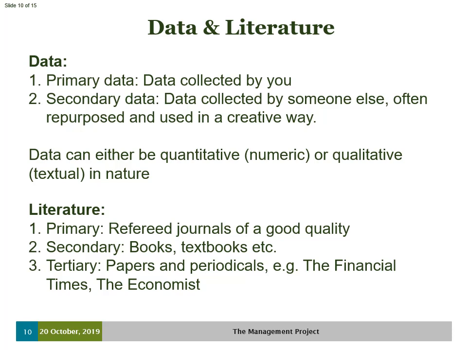Secondary is books and textbooks, and tertiary literature is papers and periodicals like the Financial Times, and The Economist is actually a paper. It is not a journal, even though it looks like it could be. It's actually tertiary. Now obviously, if you're quoting from primary literature, which is peer-reviewed, then that is of the highest standard. Secondary is of secondary standard, and tertiary.